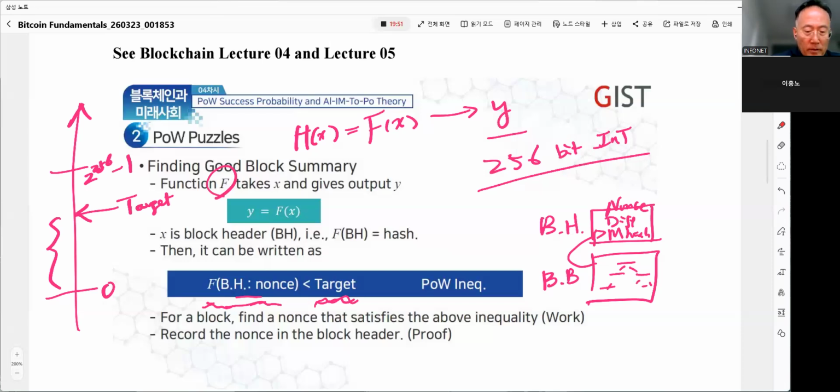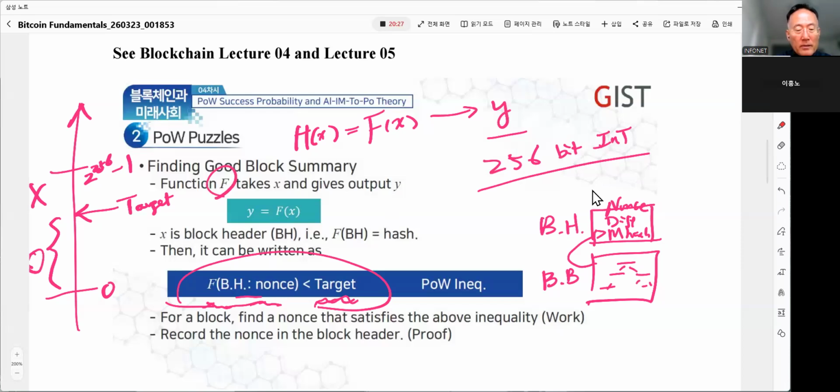All right. So the size of the set that this can be satisfied is this large. 0 to target. And if it is greater than that, then this equation is not satisfied. So this is satisfied, not satisfied. Right? If it is not satisfied, then you change the nonce in the block header, which is a counter.